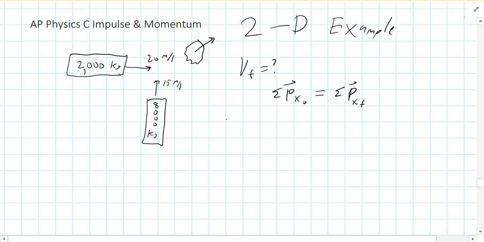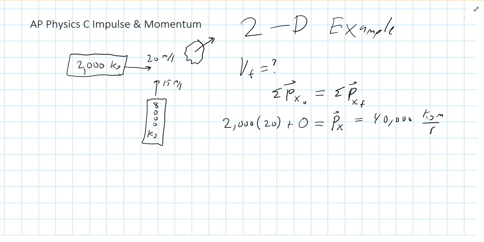Before they collide, the 2,000 kilogram car has a momentum of mv, which is 2,000 times 20, plus what's the horizontal momentum of the truck, the 8,000 kilogram truck? Well, it's not moving horizontally to begin with, so that's 0. So this is going to be px, the total x momentum of our two-car system, which is 40,000. And it's kilogram meters per second.